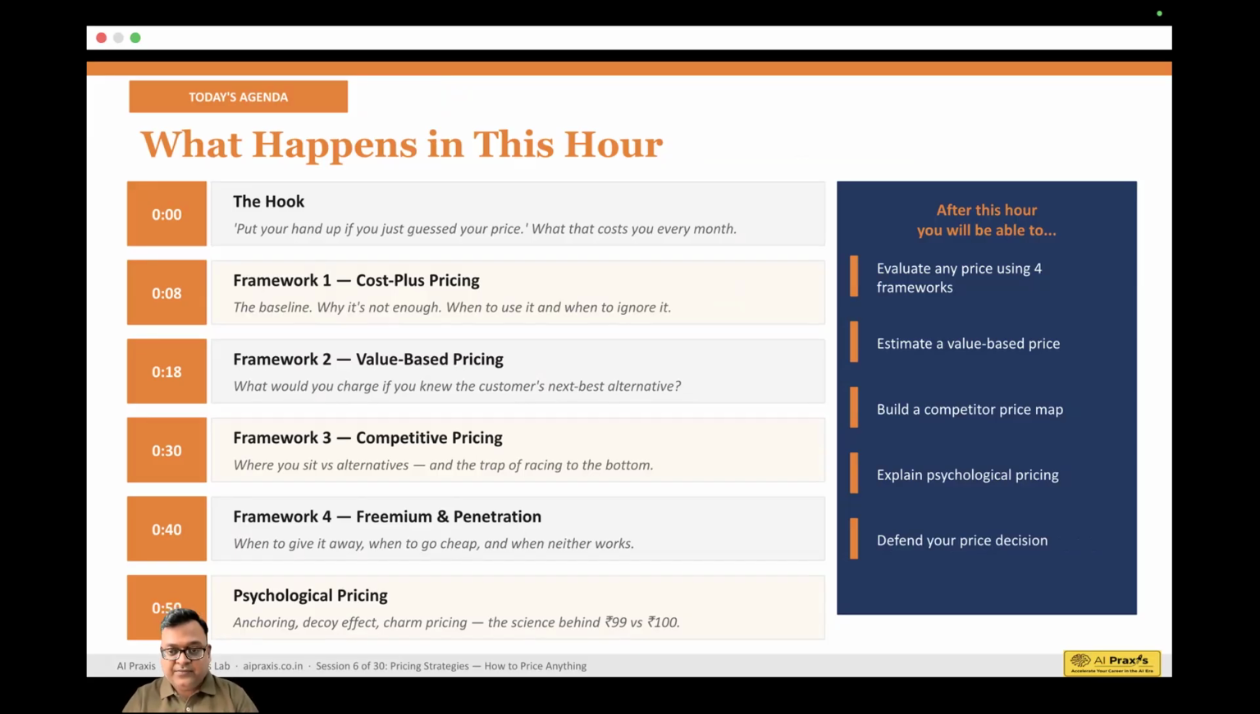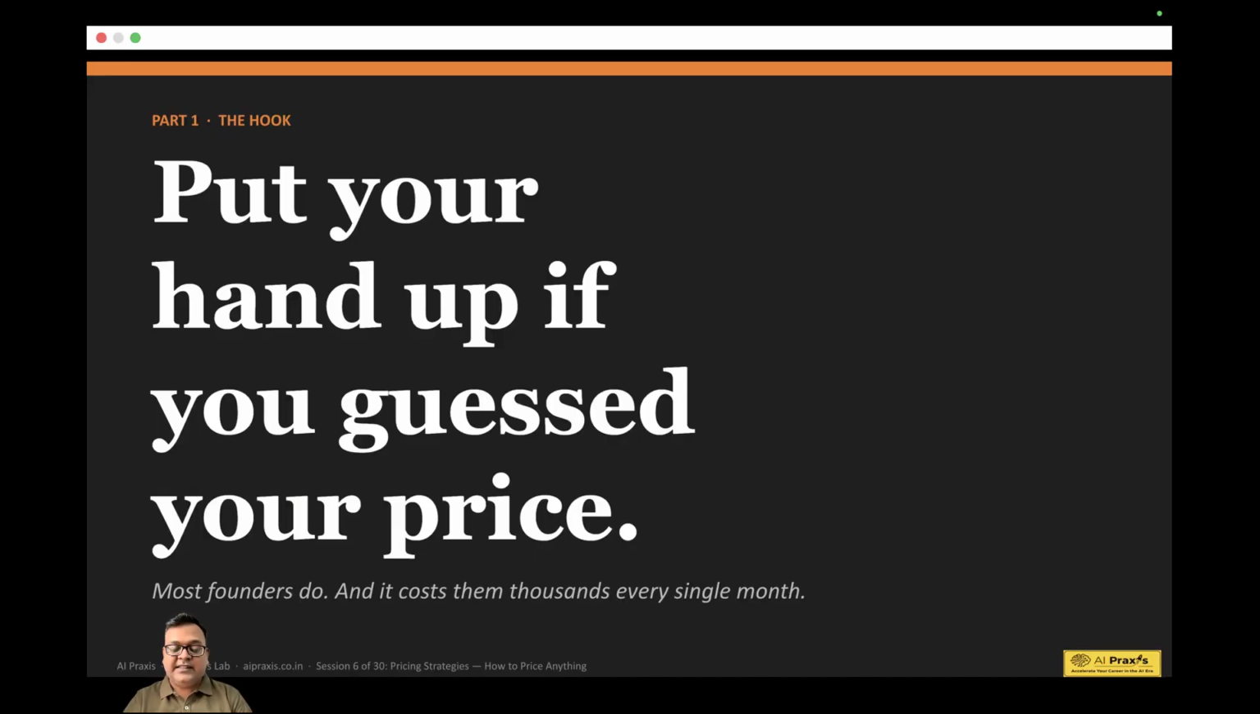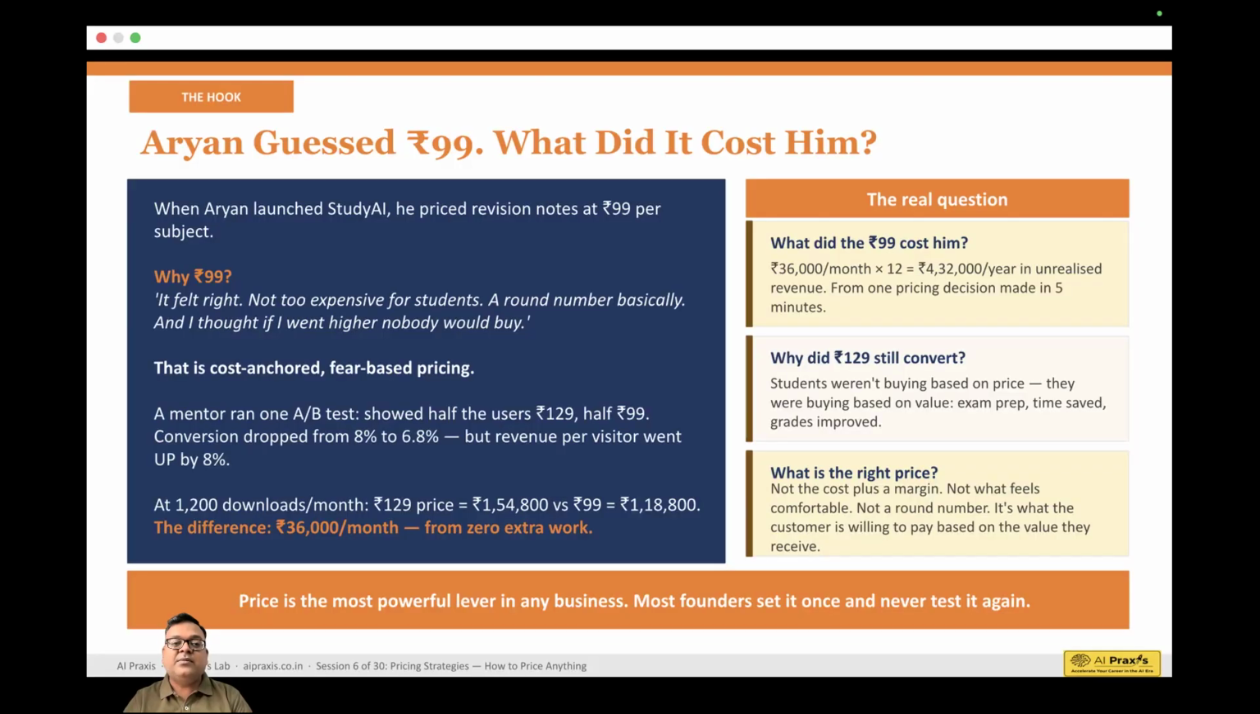So after this session, I believe you'll be able to evaluate any price using 4 frameworks, estimate a value-based price, build a competitive price map, explain psychological pricing, and defend your price decision. Please remember, this is not a one-time activity. You need to observe the market and keep doing this. So the hook, as I said, put your hand up if you guessed your price. And this is what most founders do. And the result is it costs them thousands every single month.